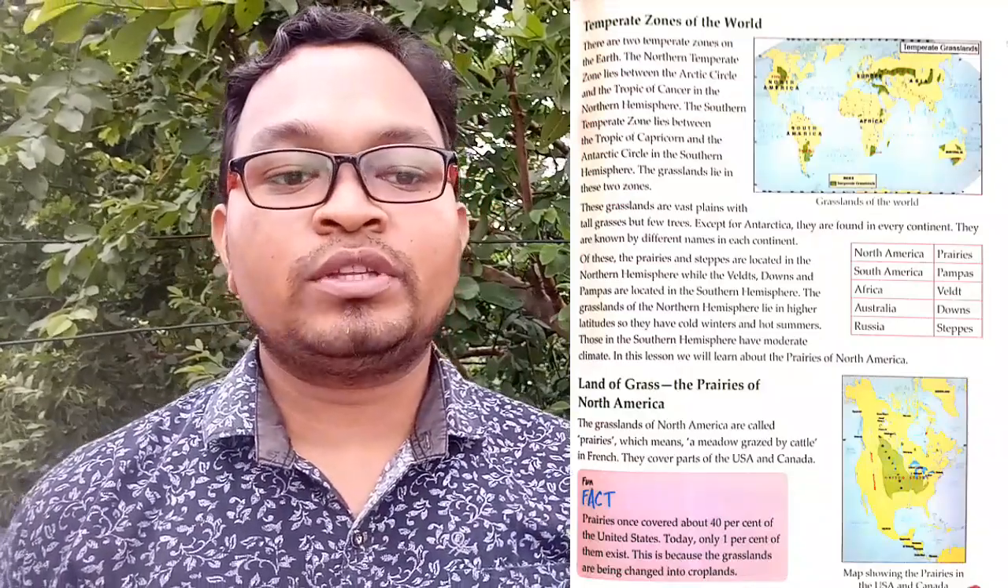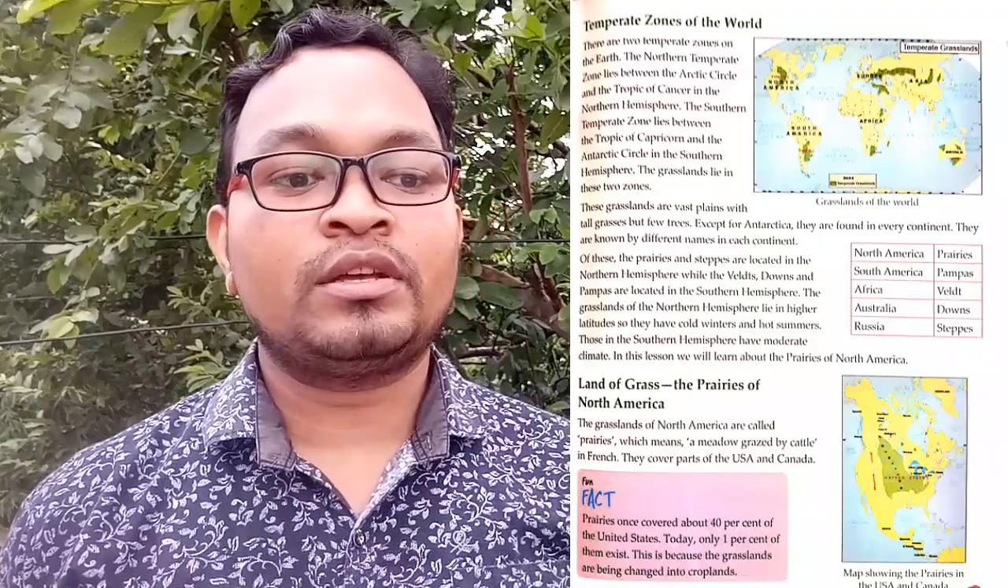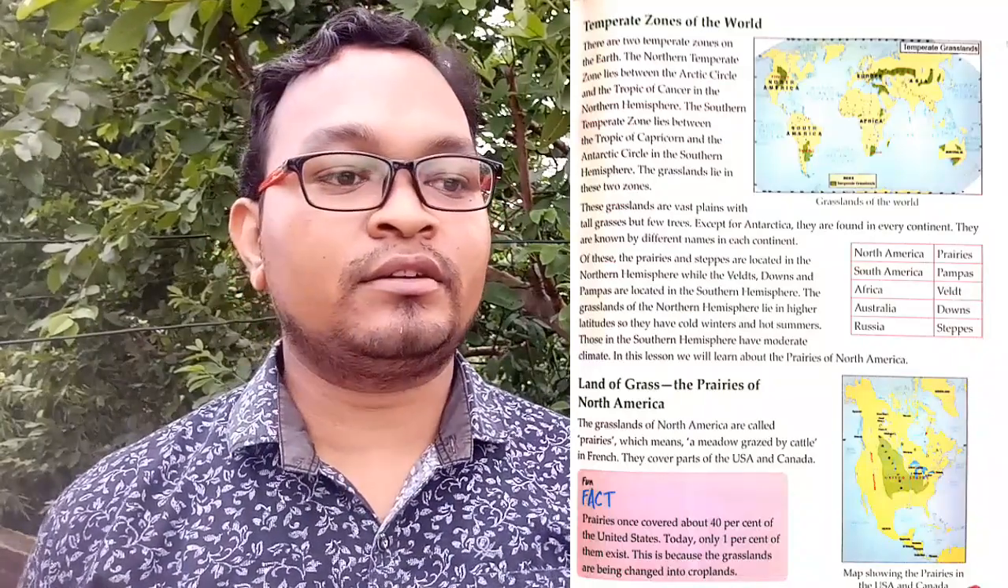These grasslands are vast plains with tall grasses but few trees. In these grasslands you cannot find many trees, because only tall grasses grow here and trees are very few. Except for Antarctica, they are found in every continent. They are known by different names in each continent.